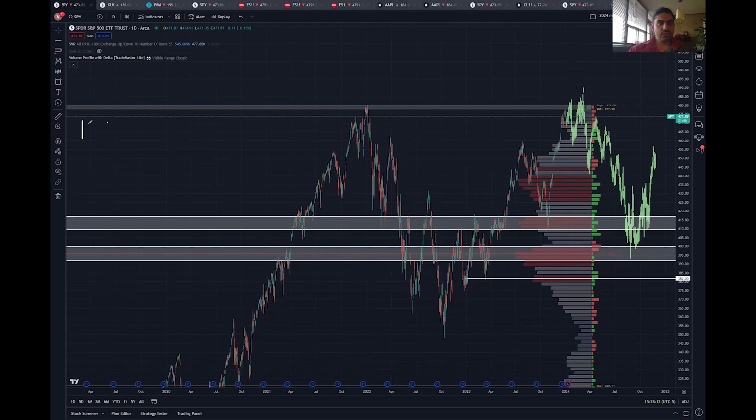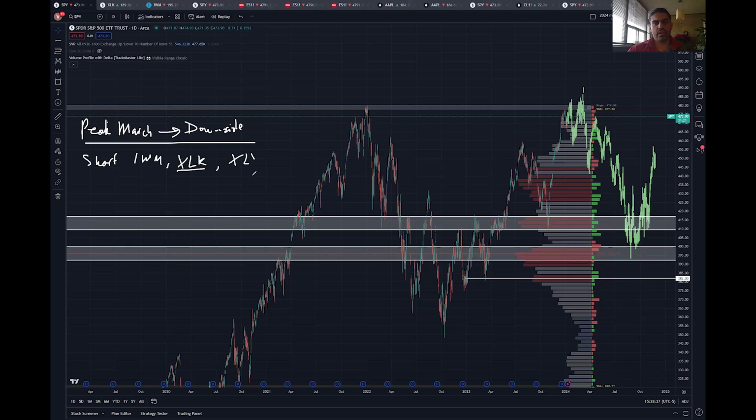So we expect a peak in March followed by downside. If this is to shape up, one of the better plays, in my opinion, at this moment would be something like short IWM, short tech, whether it's XLK or individual tech names, and then short the discretionaries. So this looks like a pretty good play for the downside as we lean into this.